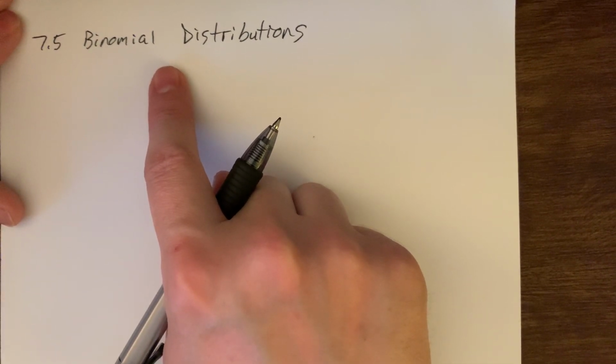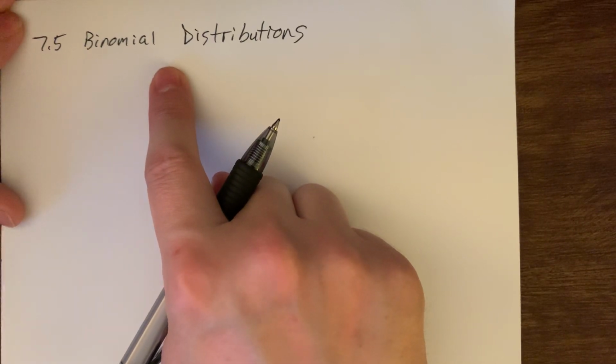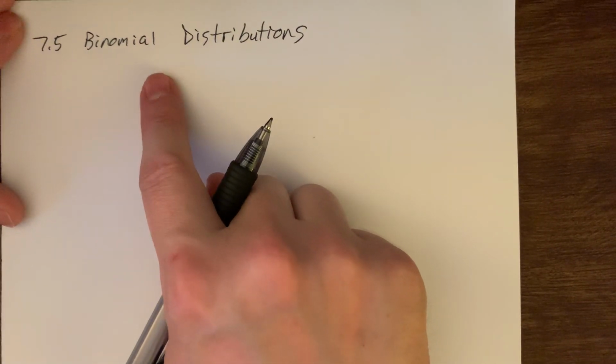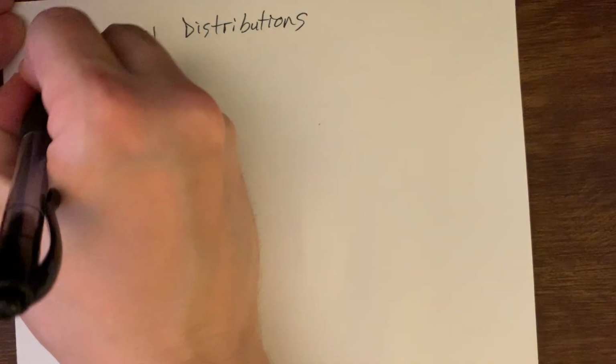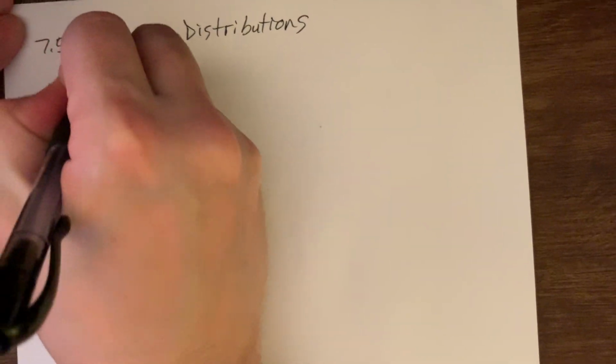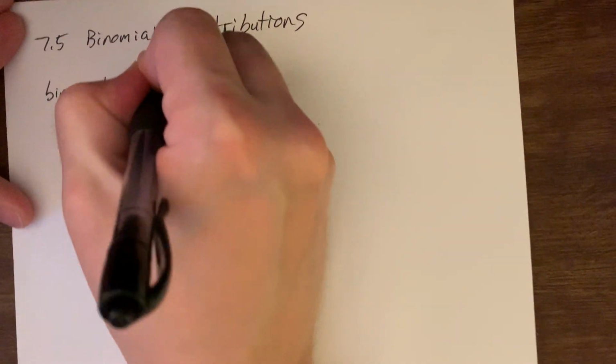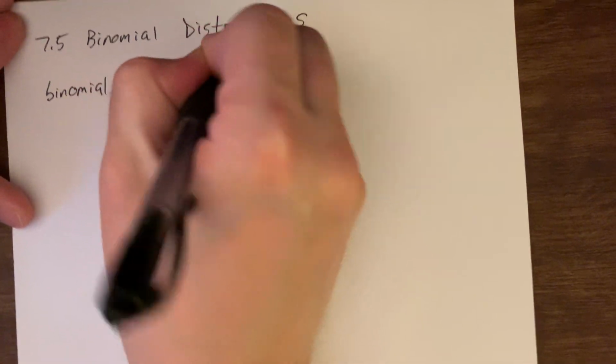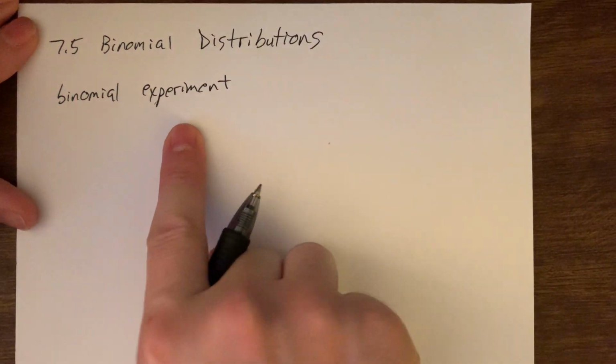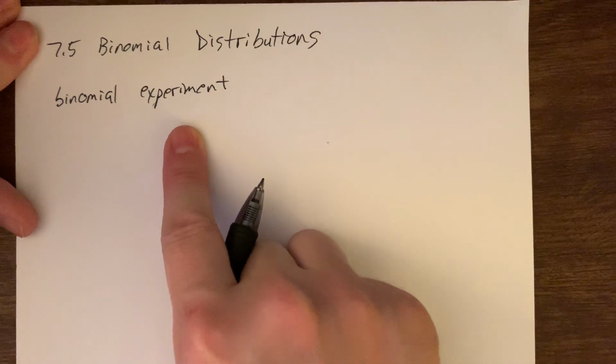7.5 goes back to discrete distributions. They also talk about something called the geometric distribution, but the binomial is the main one. They start off with this description of what is a binomial experiment. And there are several things we want to say here. So again, this will be very quick.